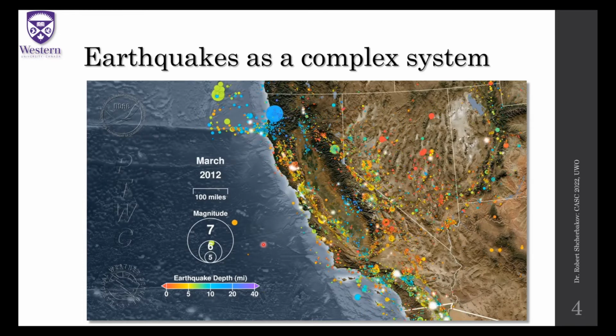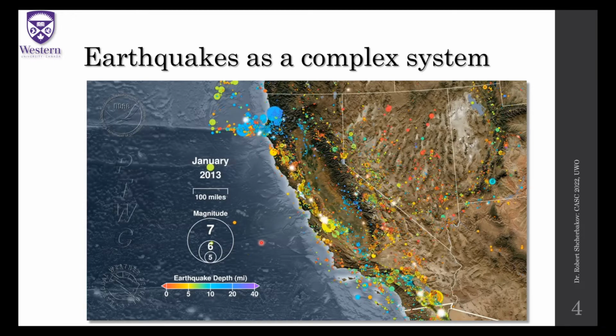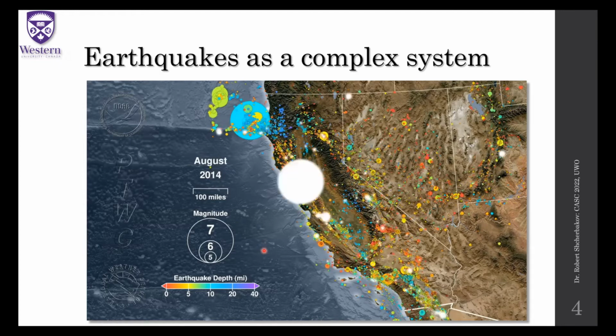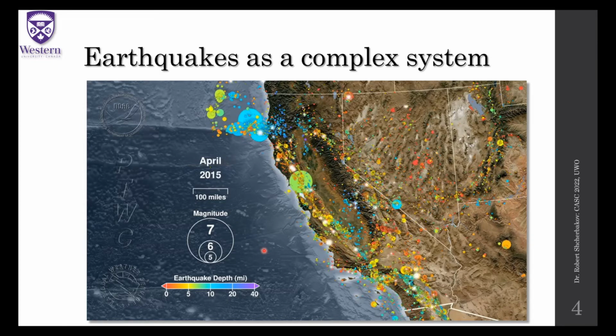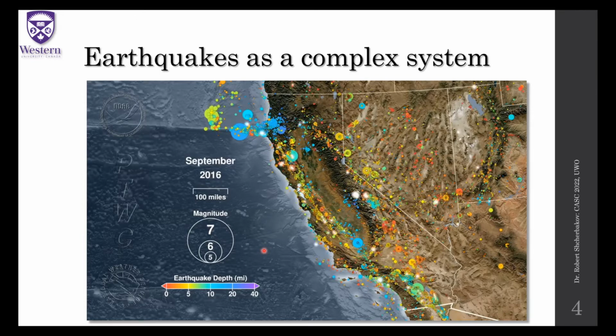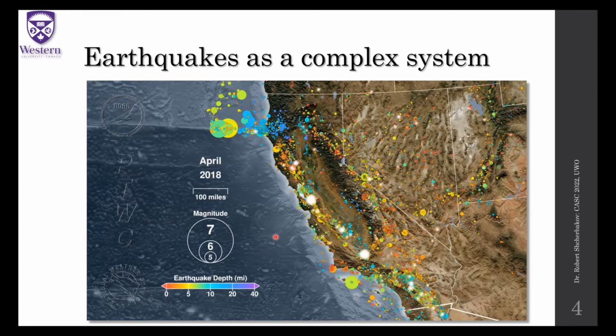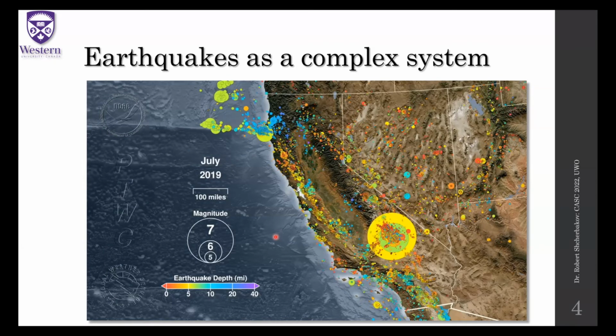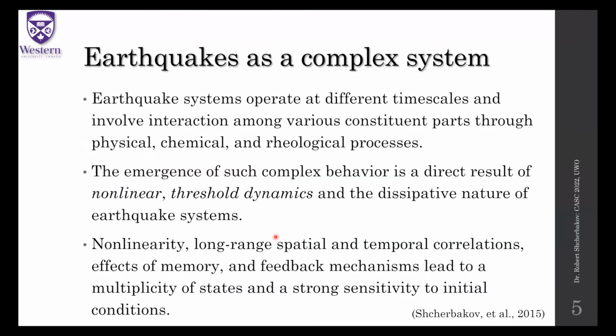Of course, earthquakes also interact with each other. They can trigger other earthquakes. They can change the stresses or forces acting around them, and then that can result in more earthquakes. To some extent, earthquakes follow this cascade type of behavior, where some earthquakes can trigger more earthquakes and so forth.